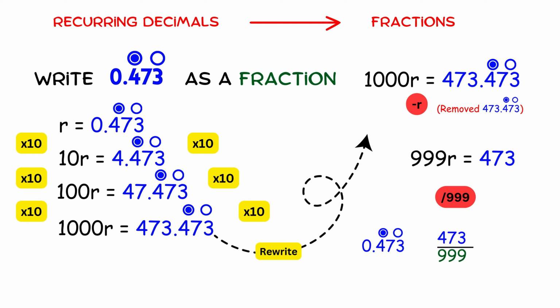And remember, because R is a letter that represents 0.473 recurring, we're really writing that 0.473 recurring is equal to 473 over 999. And so that's our answer. We've converted that recurring decimal into a fraction. We just had to go through all these weird steps to get here.